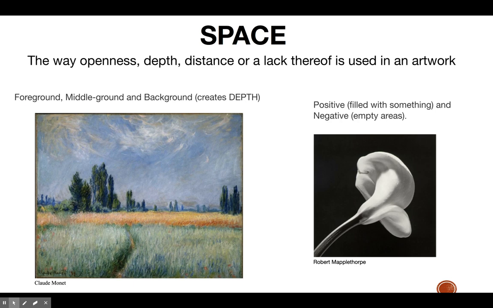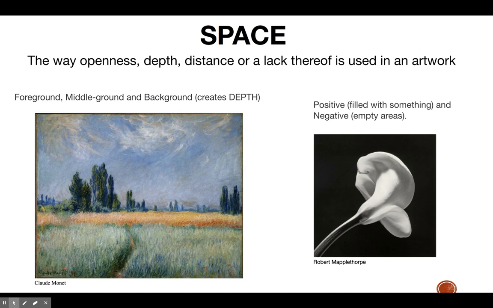Now, space, there are two different types of spaces. Space is the way openness, depth, distance, or lack thereof is used in an artwork. Traditionally, we're used to thinking about space with a foreground, middle ground, and background. So when we think of the word space here, we're not so much thinking about outer space, but we're just thinking about any space. That could be a kitchen or a bedroom. It could be a field. It could be a basketball court. All of those places are spaces.